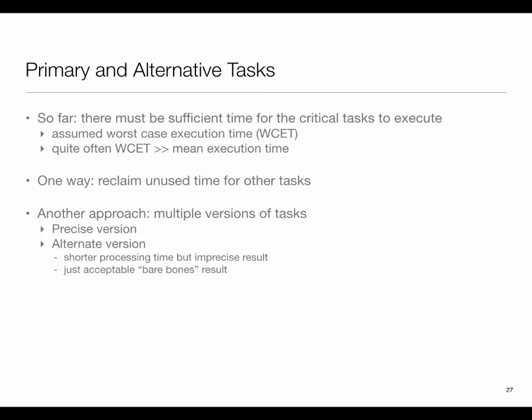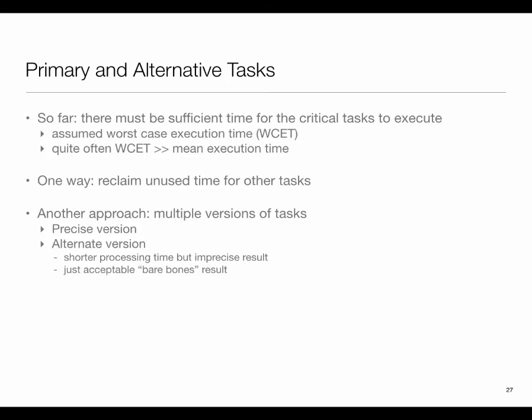So the idea here is, what if I had multiple versions of a task, and normally I would like to do the desired version, but if I have a choice between not doing anything, missing the deadline, versus doing an inferior version, then perhaps that's not so bad. The notion being that worst case execution time and always budgeting for it can be rather problematic.